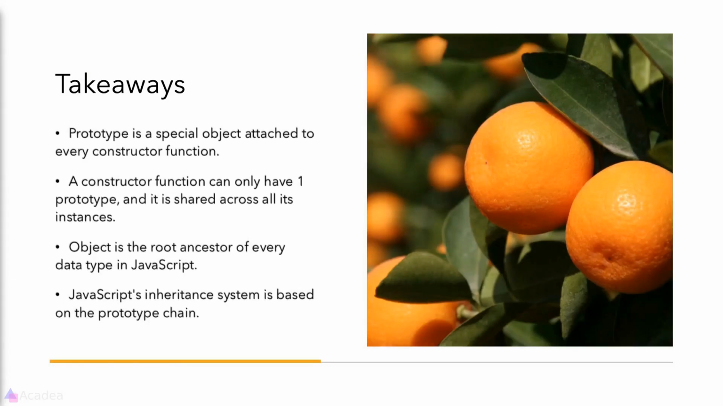Alright, key takeaway for this lesson. Prototype is a special object that is attached to every constructor function. A constructor function can only have one prototype, and it is shared across all its instances. So all the instances have access to the properties and functions inside the prototype object. The object constructor is the root ancestor of every data type in JavaScript. JavaScript's inheritance system is based on the prototype chain.